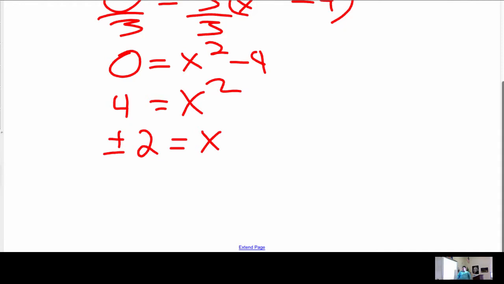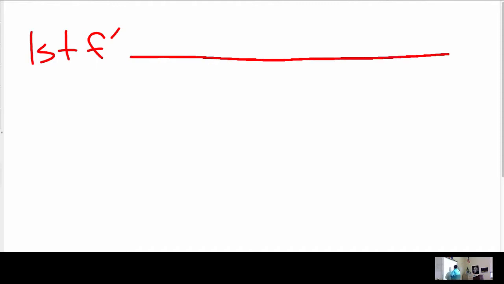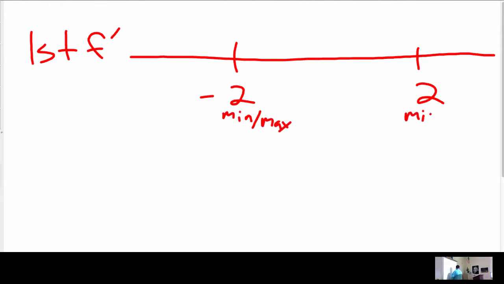Yeah. So we're going to do a first and second derivative test. So now I'm going to come here. Let me do one more page. So for my first derivative test, we're going to focus on f prime. Now remember, that's going to tell us increasing, decreasing, min or max. So I have a min or a max here. This is a min or a max, I don't know yet. And then I have a min or a max here.